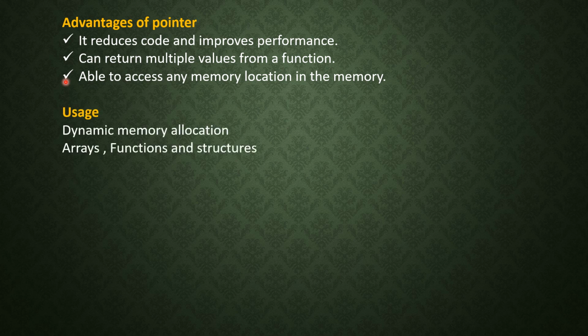And next we will see the usage of this pointer. There are many applications of pointer in C language. First one is dynamic memory allocation. That is, we can dynamically allocate memory using malloc, calloc, realloc functions, where the pointer is used. And next we have arrays, functions and structures. There it will be used. So that is, pointers are widely used in arrays, functions and structures, which is going to reduce the code and improve the performance.